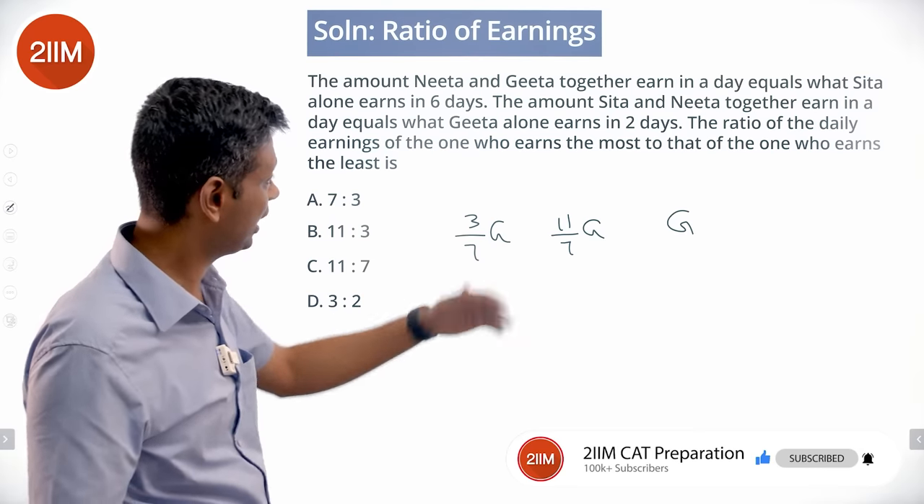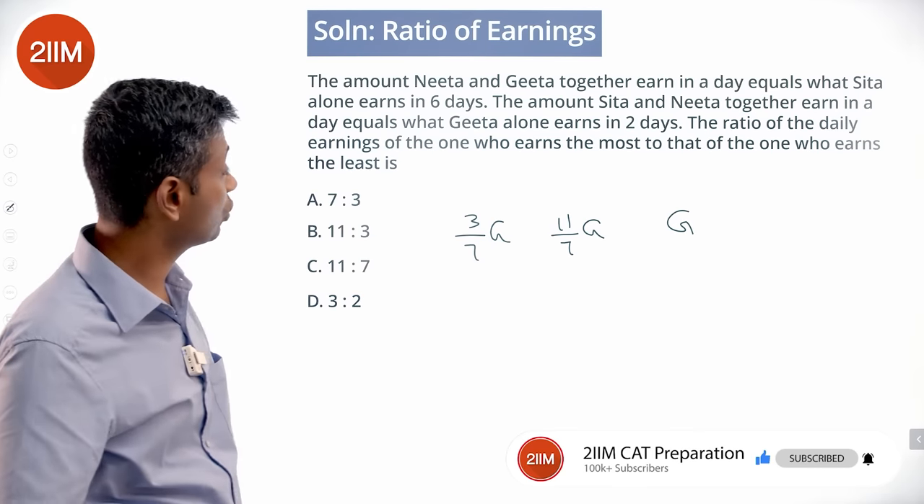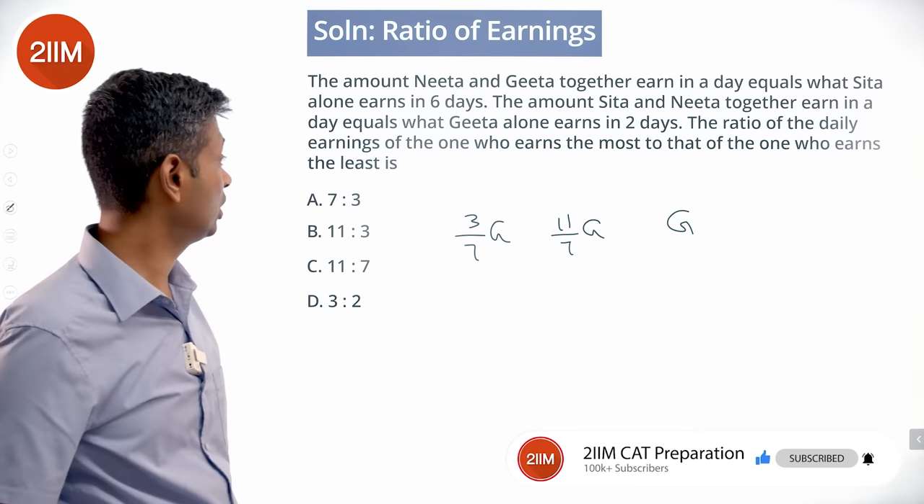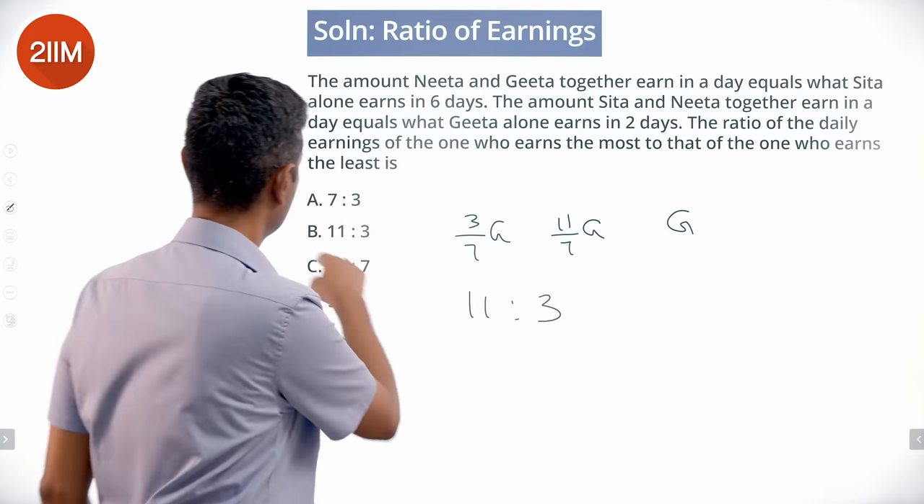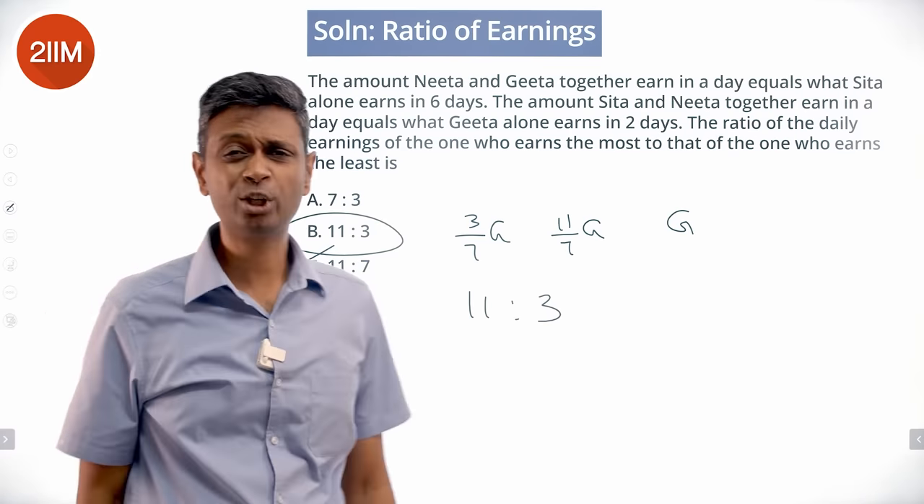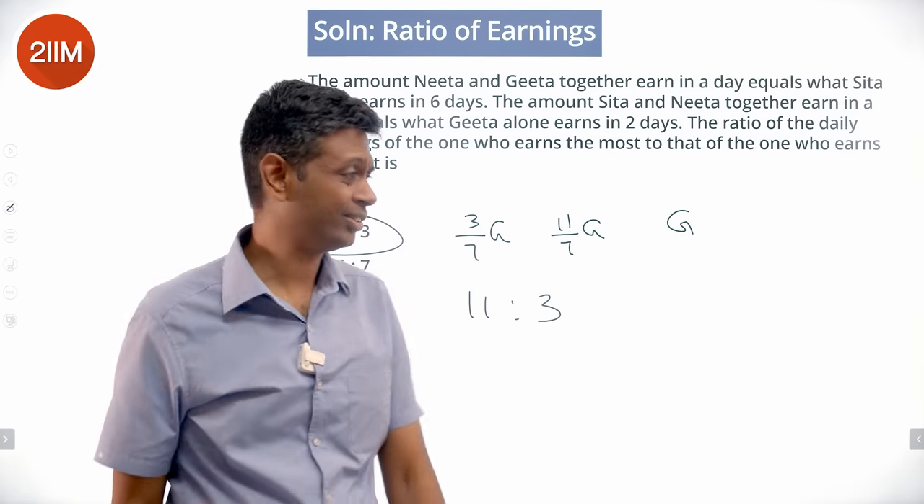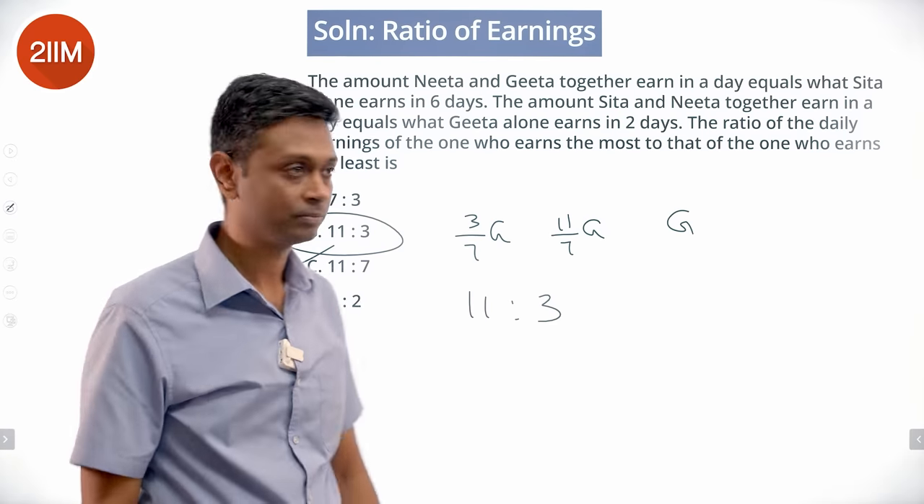This is small, this is high. The ratio of the daily earnings, the one who earns the most to the one who earns the least, is 11 is to 3. Can I try to be cute with this, try to do something with integers? I just brute forced it, you get the answer.